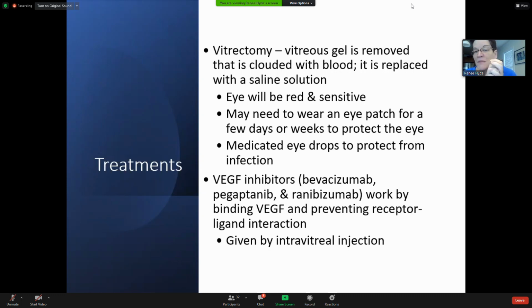Typically, we're going to do medicated drops, not only to protect from infection, but to protect from inflammation and swelling. Now, they can use the angiogenesis inhibitors, okay, the MABs and the NIBs, to prevent that blood vessel growth. Again, it's given by intravitreal, meaning into the eye itself, injection.